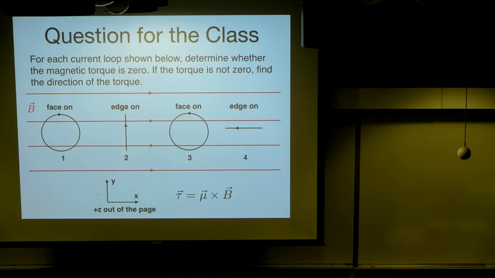So what I would try doing is, again, work out the direction of the mu vector, draw that on your page, and then do mu cross B. Once you see what the directions of the mu and the B vectors are, you should be able to get the cross product.